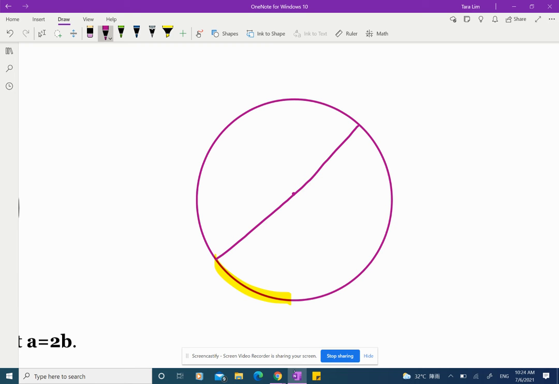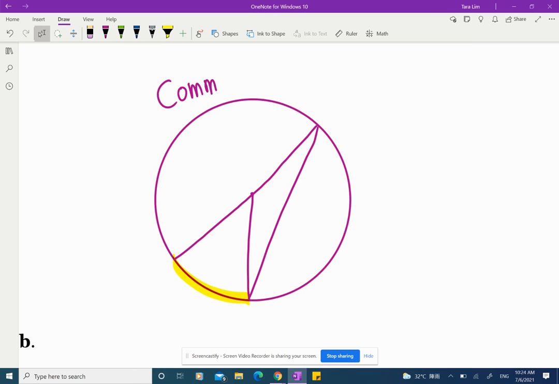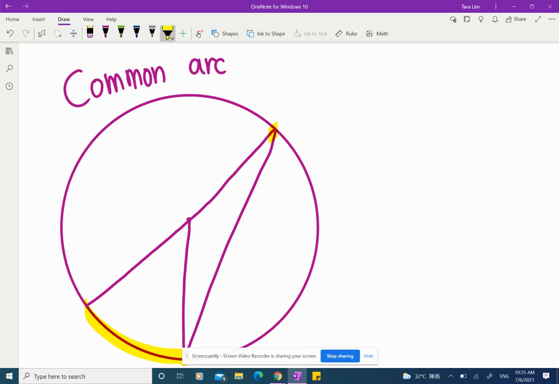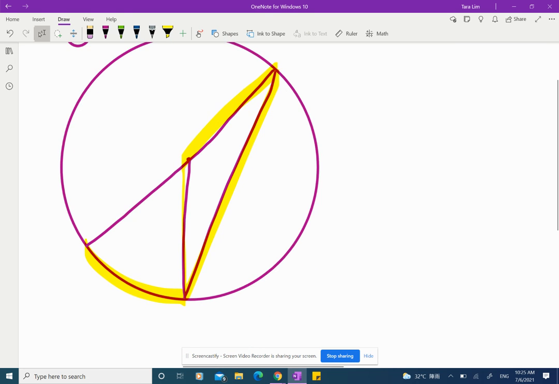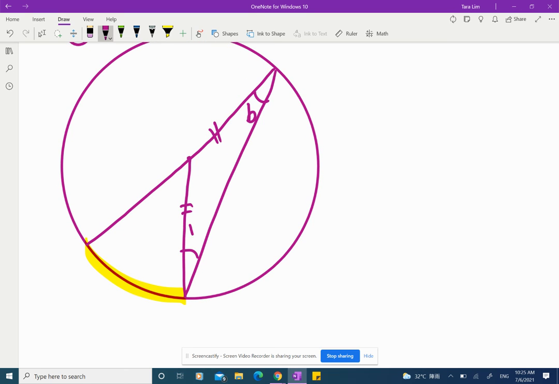And then I'm going to draw another line, and then another one here. So this is called the common arc. We have an arc, and then we draw some triangles. In the triangle, we can see that this here is an isosceles triangle. So that means the side here, the side here and the side there are the same. I'm going to call this B, and this is B too because they're the same. Then here, let's say this is called A, and this angle here is C.